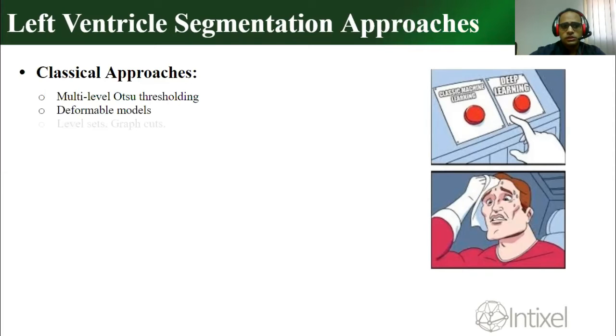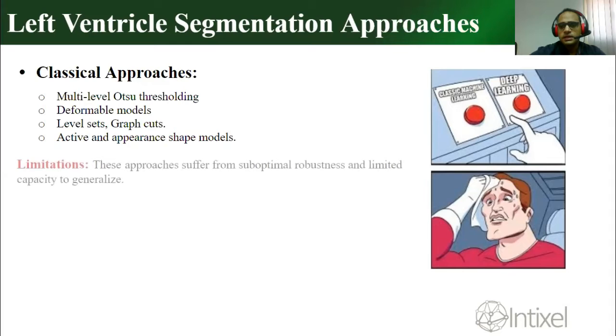Some other approaches are related to deformable models, level sets, graph cuts, and active shape models. The issue with the model-based approaches is that they have limited capacity to generalize beyond the training set. I mean, the automated methods of model-based approaches lack robustness when tested on cases outside the training data.